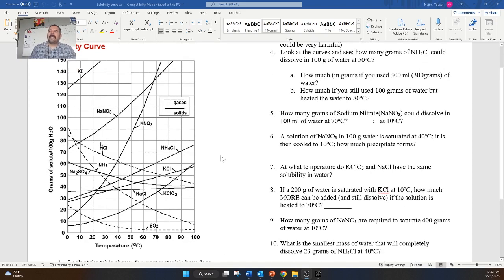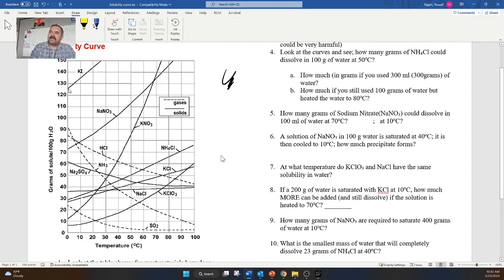Let's start with potassium iodide. Here's potassium iodide right here. At 0 degrees, we can dissolve 125 grams. At 10 degrees, we dissolve 135 grams. At 30 degrees, we dissolve about 144 grams. We're able to dissolve more as we increase temperature. Is this a solid or a gas? Solid. If the line goes up, this is a solid.